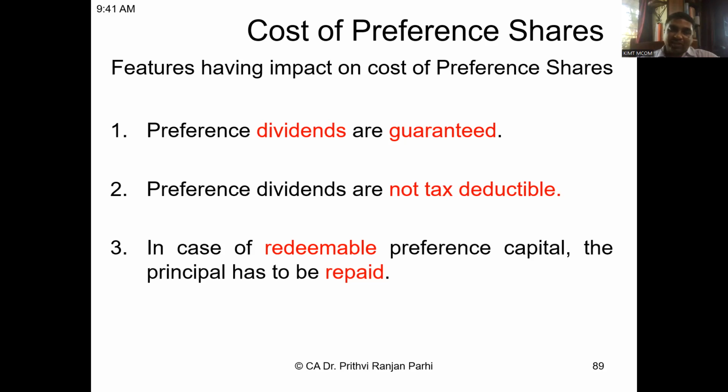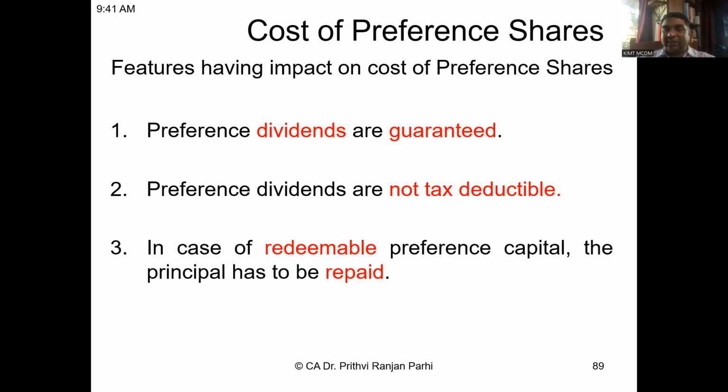Preference dividends are not tax deductible. What does it mean? These are not an expense for income tax purposes. We have already understood the concept of debt. At that time, we saw that when interest is paid as a cost of debt, that reduces the profit and consequently there is a tax saving. For income tax purposes, interest is an expenditure because it is paid to outsiders. But if money is paid not to outsiders but to the owners, then it is not an expenditure. This is a reward to the owner.